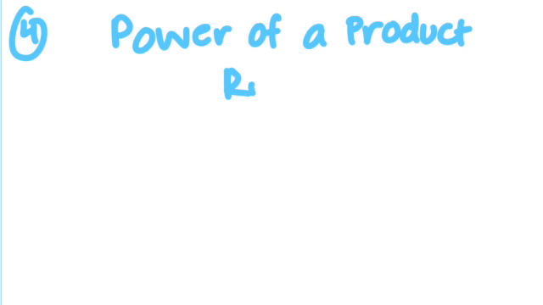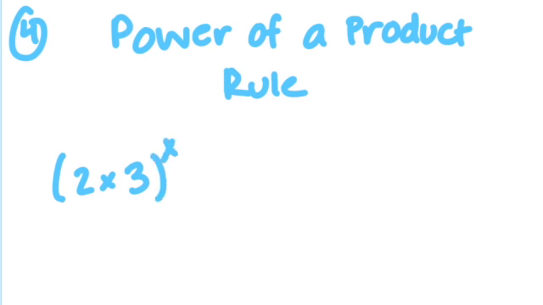Last but not least, let's look at a power of a product rule. Let's say you have 2 numbers being multiplied by each other in parentheses, and you have x exponent outside. To simplify this, you would simply distribute the exponent to each one. So it'd be 2 to the x times 3 to the x. Now you may be wondering, would you add the exponents because you're multiplying, like in the product rule? For this problem, no, you wouldn't, because they don't have the same base.